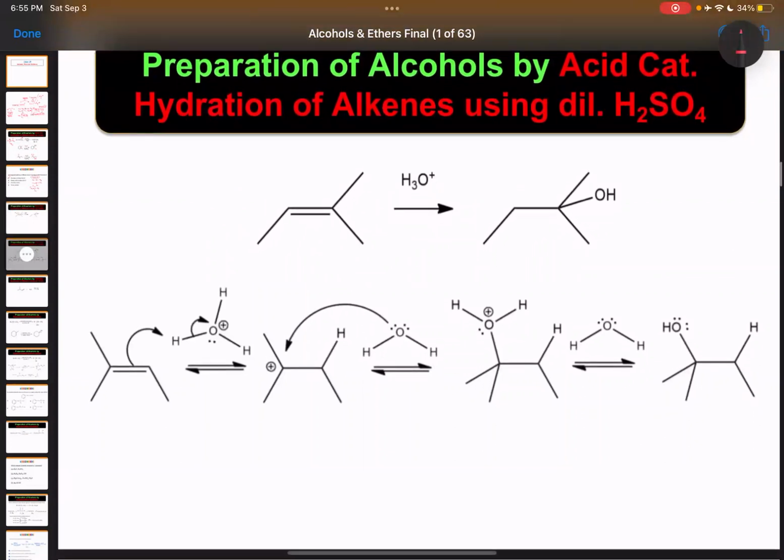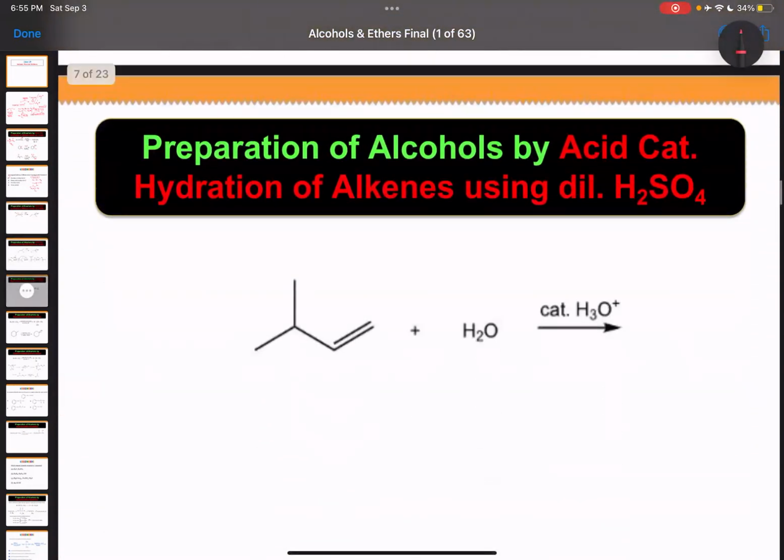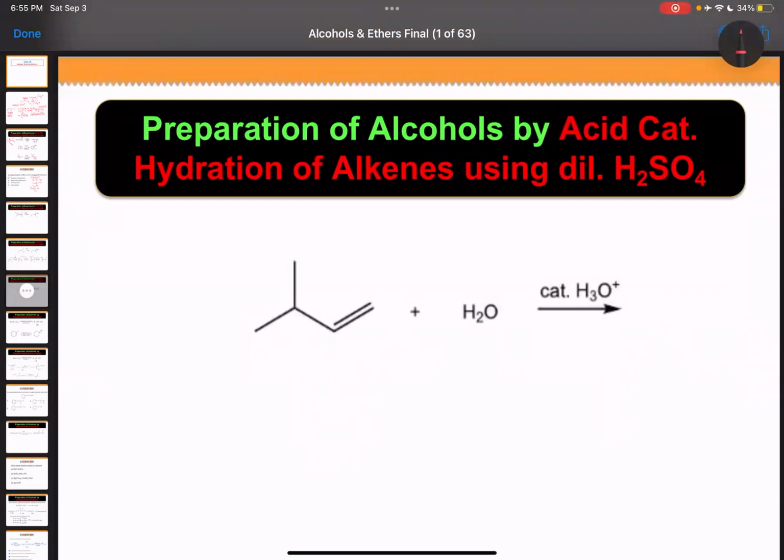Okay, so very simple question, but you have to be careful when you are using acid catalyzed hydration. Why do you need to be careful? That I can make you understand by this question. So what's going to be the IUPAC name of the major product which is formed in this reaction?